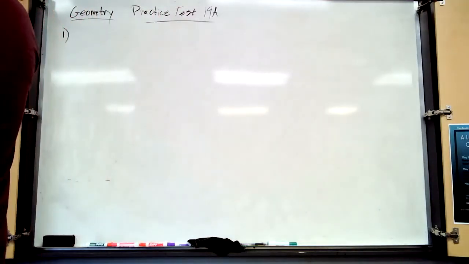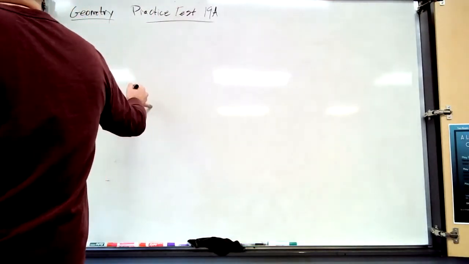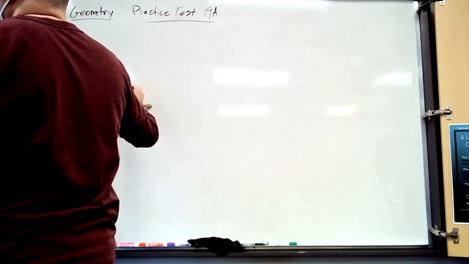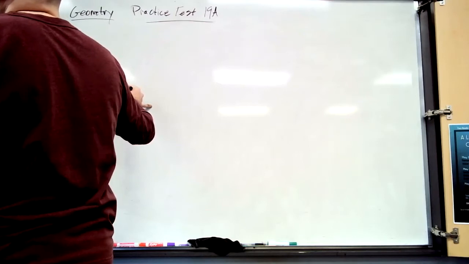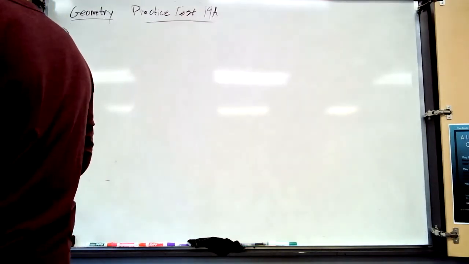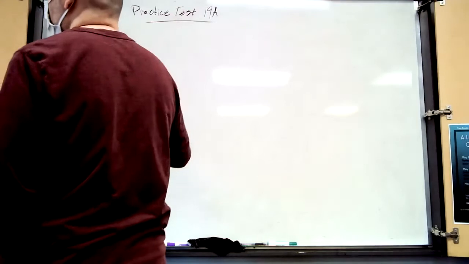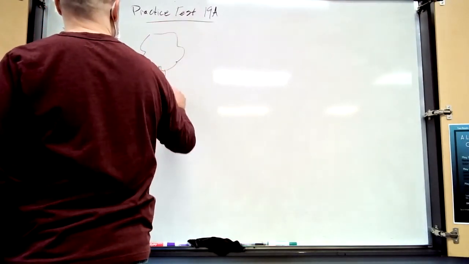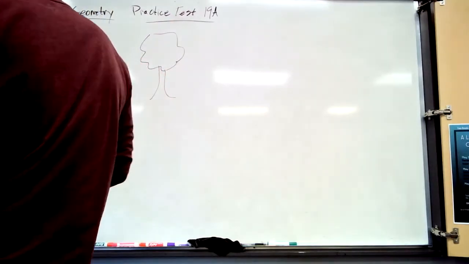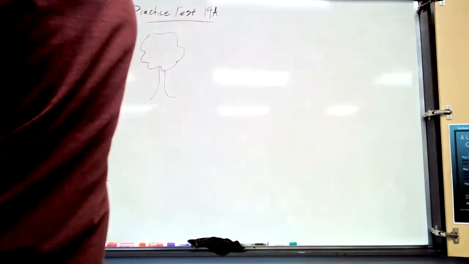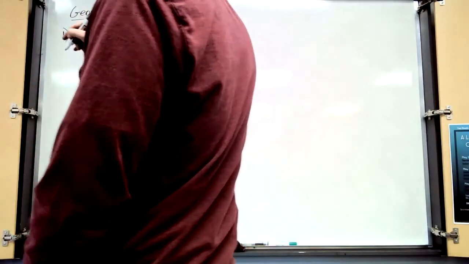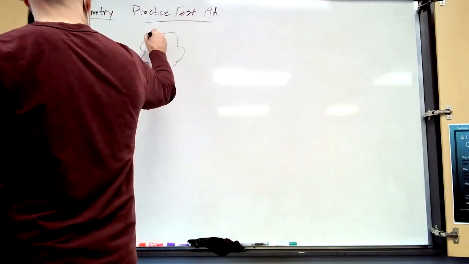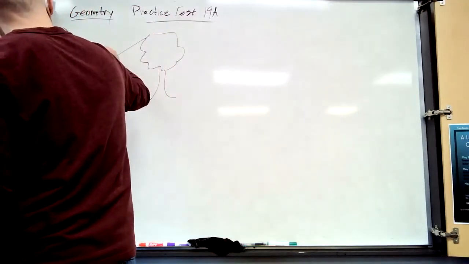Number 1: from the ground, 30 feet away from a tree, the angle of elevation to the top of the tree is 38 degrees. Find the height of the tree to the nearest foot. Okay, so from the ground, 30 feet away from a tree. So it's this situation, 30 feet away from a tree.